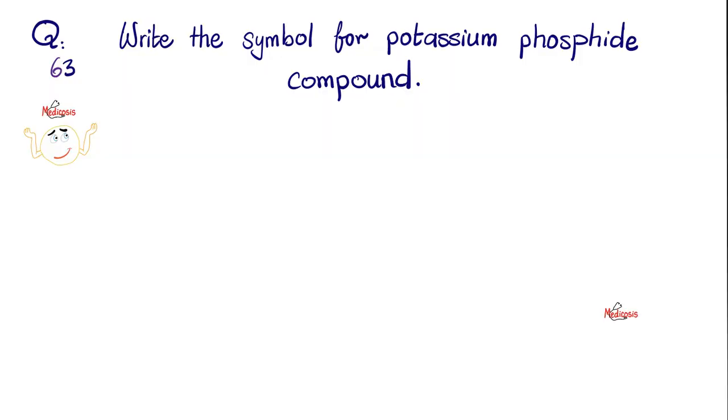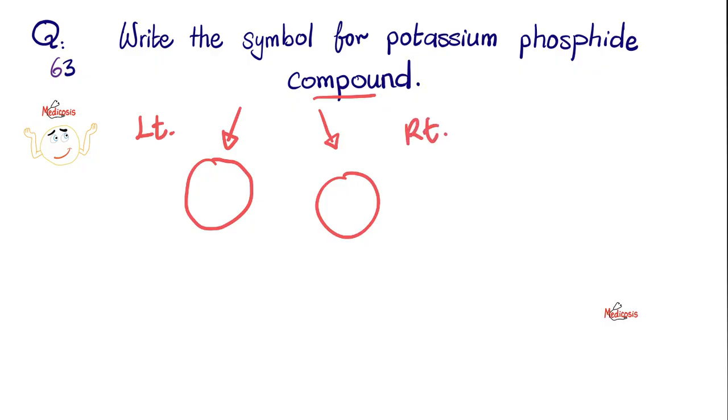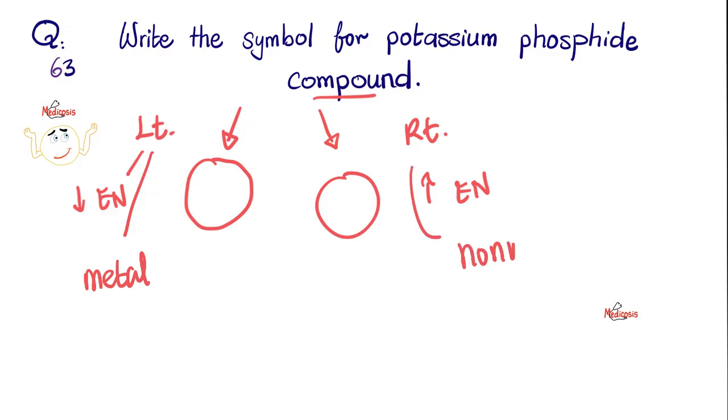Let's answer the question of the previous video. Write the symbol for potassium phosphide compound. Here's the rule of naming compounds. You start with the one that tends to be more to the left of the periodic table, and then you give me the name of the one that should be more to the right in the periodic table. If you're more to the left, it means you are less electronegative. But if you're more to the right, it means you are more electronegative, as we have discussed in my video on the periodic trends. If you are towards the left, you are more likely to be a metal. But if you are more towards the right, you're more likely to be a non-metal.